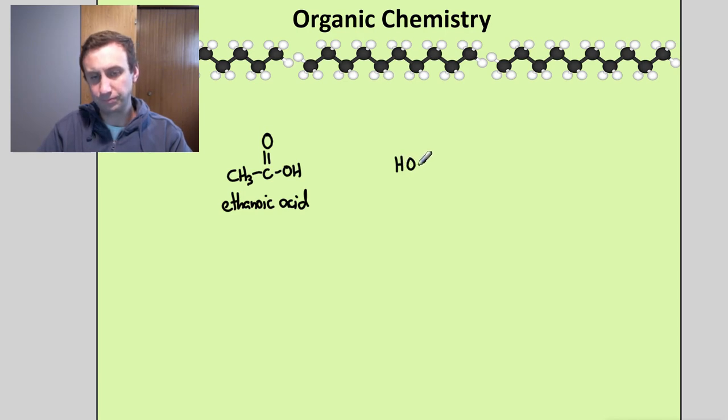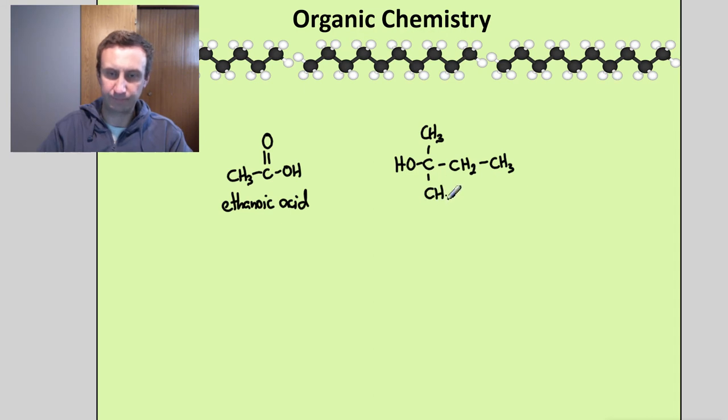So let's say we have my OH to a carbon here, and this has a CH3 attached to it. CH2, CH3, and then let's pop another CH3 on here. So this would be called 1,1-dimethyl propanol.